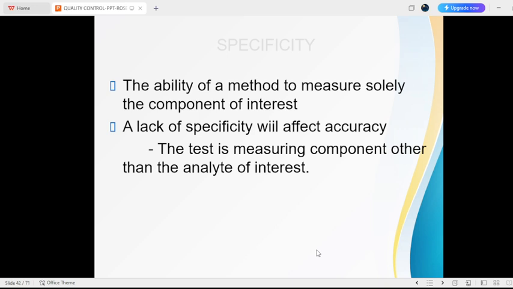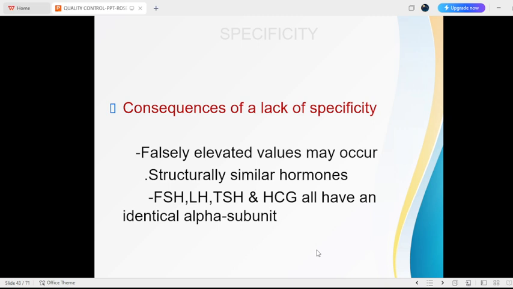Next term is specificity. Specificity means the ability of a method to measure solely the component of interest. Lack of specificity will affect accuracy, because the test is measuring a component other than the analyte of interest. Consequences of a lack of specificity: falsely elevated values may occur.